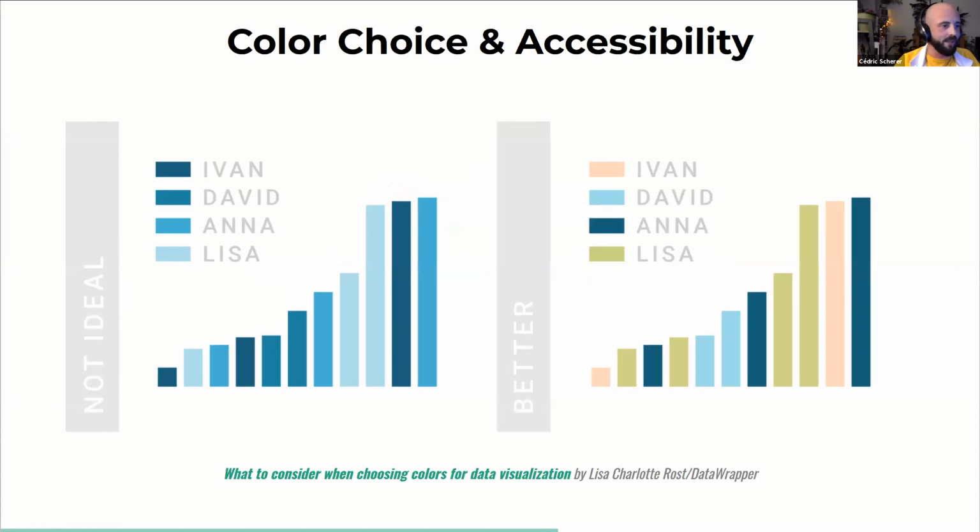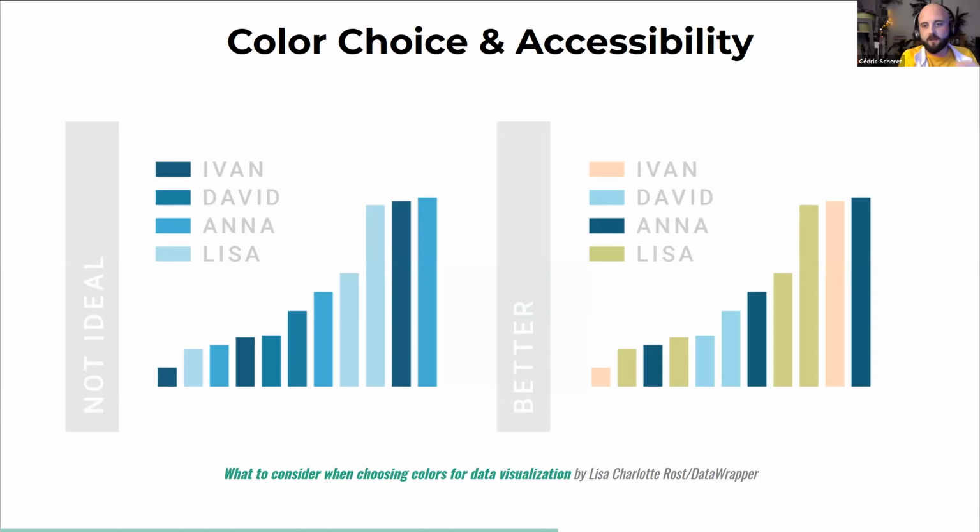Also very recently, a nice article by Lisa Charlotte Rost from Datawrapper here in Berlin, a fantastic tool to build data visualizations in the browser. They have a wonderful blog post, which is called What to Consider When Choosing Colors for Data Visualization. It's really a phenomenal piece with a lot of these images, but also a lot of text and useful information. And definitely check this out if you're into it. I just brought some of them, so you can explore the others on your own.